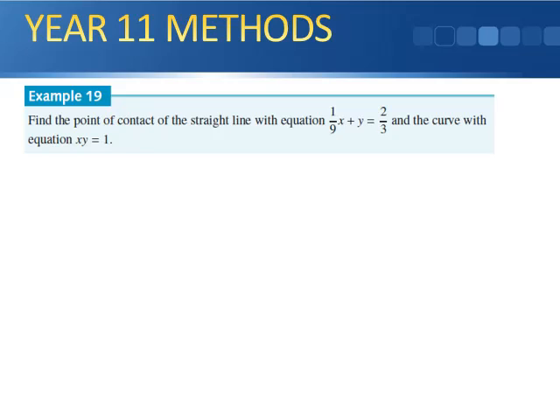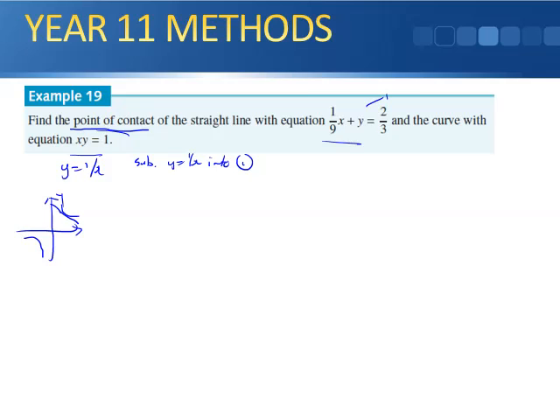Example 19. Find the point of contact. It says here point of contact, and the straight line with equation and the curve xy equals 1. Now this curve over here is actually y equals 1 on x. So really, if I was to graph this, there's my x and y, I have this type of graph, and this line will touch one of these somewhere. Let's just say it touches it right there. That's what that means, point of contact. So I can rewrite it. It doesn't really matter. Oh no, I'll substitute.